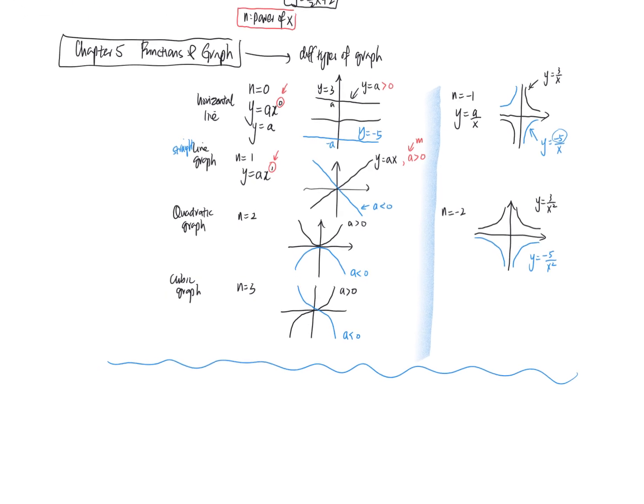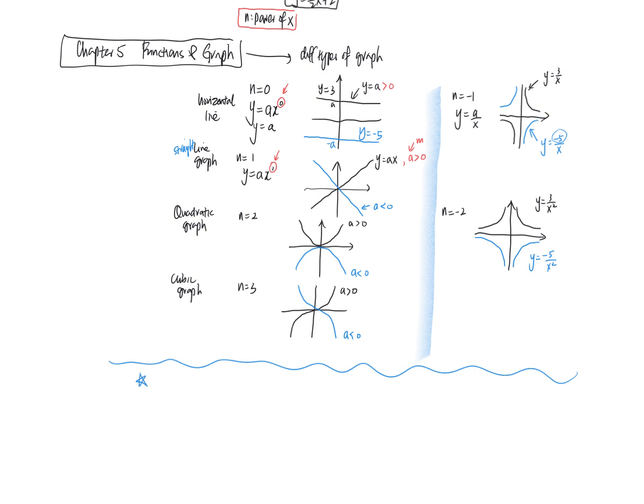Okay. So what is new in this chapter is you are going to find the gradient of this thing called the tangent line. Do you all know what's a tangent line? Okay. So tangent line just means a straight line that passes through one point on the curve.